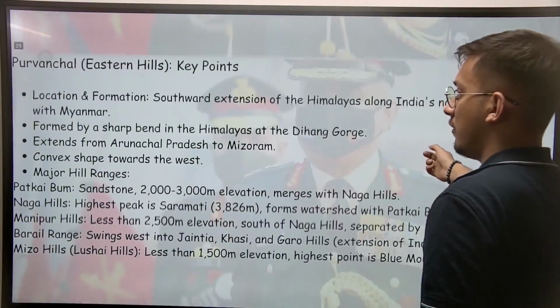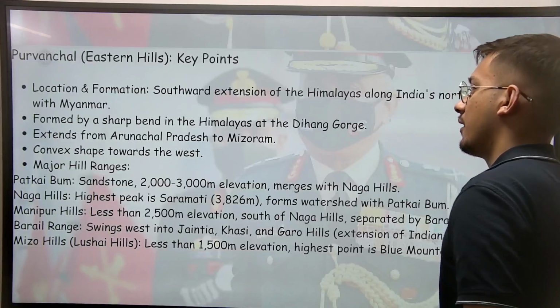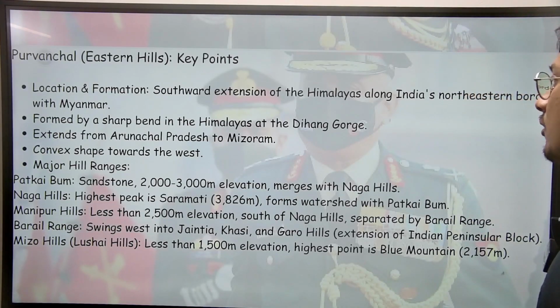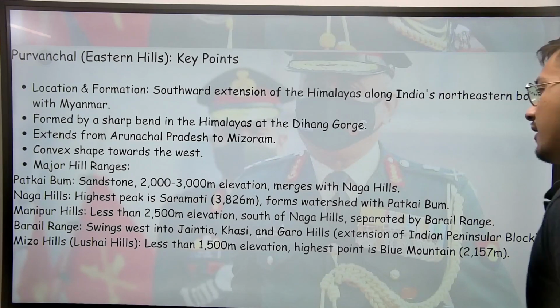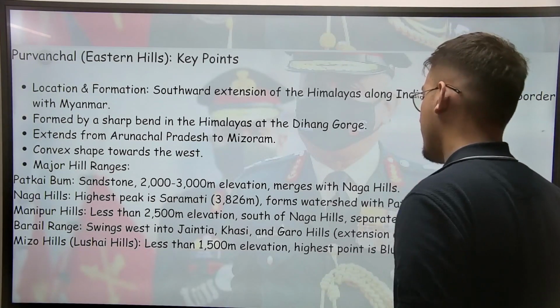Finally, we come on to Purvanchal or Eastern Hills. They are a southward extension of the Himalayas along India's northeastern border with Myanmar. Formed by a sharp bend in the Himalayas at the Dihang Gorge, extending from Arunachal to Mizoram, convex shape towards the west. Major hill ranges: Patkai Bum, Naga Hills, Manipur, Barail, and Mizo Hills or Lushai Hills.